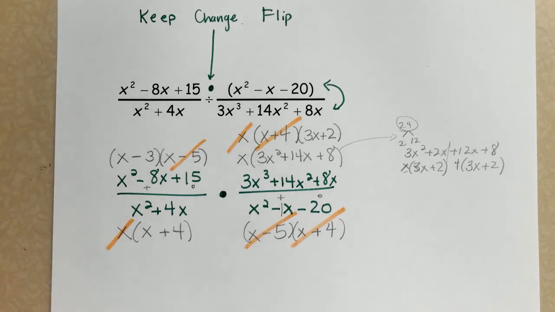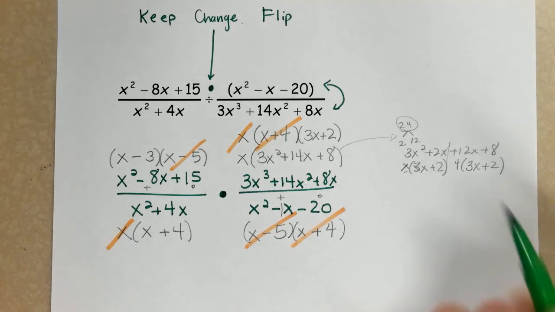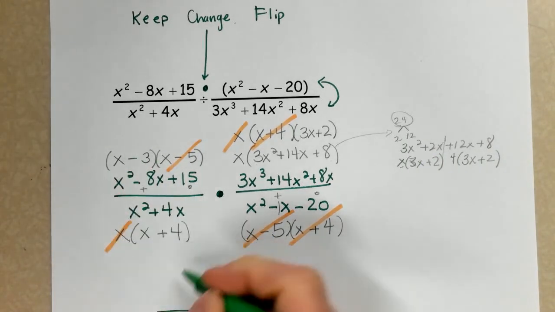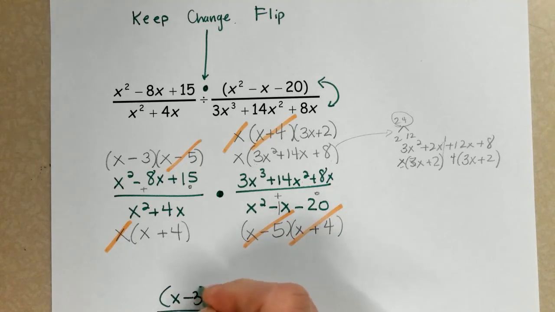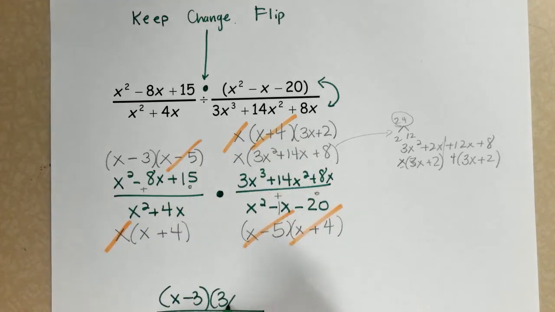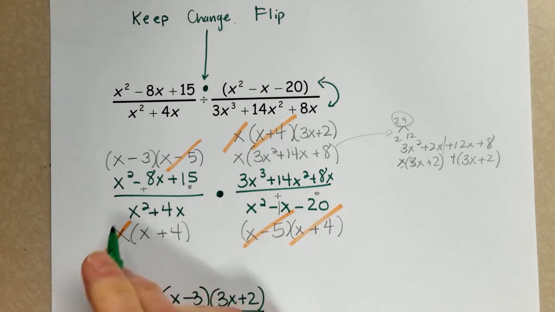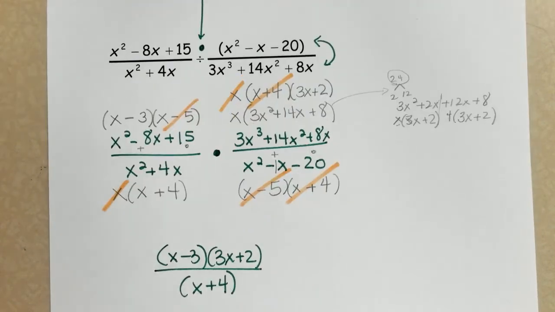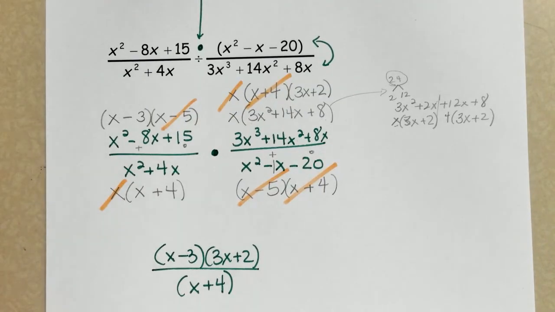You may not cross out 2 different x plus 4s in the same problem with only one above it. So our final answer is, I had already written here, so I guess I'll have to write it underneath. We have an x minus 5, gone, gone, gone, times a 3x plus 2. And on the bottom, we just have this x plus 4. And so that is our simplified answer to our division problem.